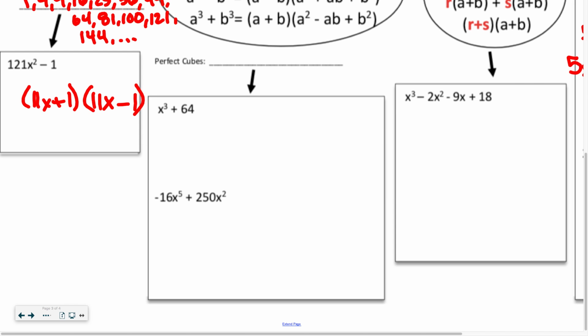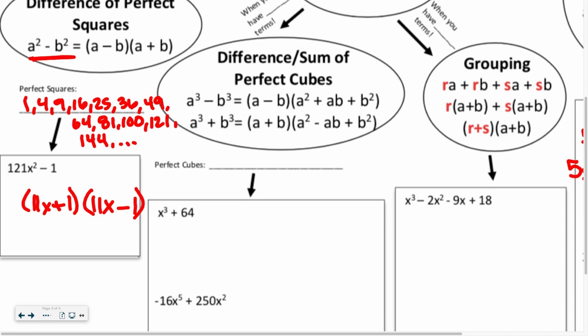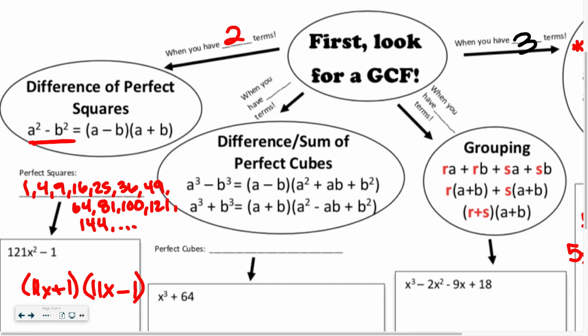Okay. Next up, I'm going to go to factor the sum and difference of perfect cubes. So this one you probably haven't seen before. Does anybody think that maybe you've done it in Algebra 1? No. Okay. So, now notice when you do perfect squares, it has to be a difference. So subtraction only. When you're doing perfect cubes, it could be a difference or a sum. So you can do it either one.